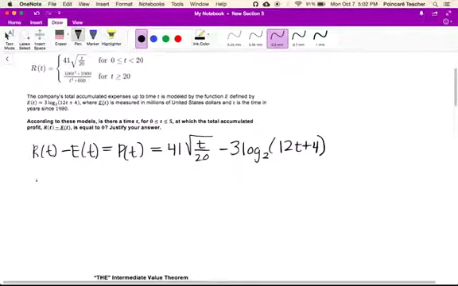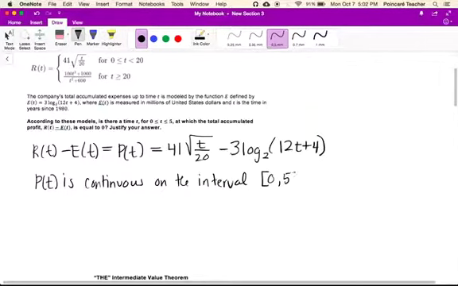So at the beginning of your work with the justification part, if you're going to implement the intermediate value theorem, you'll have to say P of t is continuous on the interval from 0 to 5. So I'm using the square brackets because it's a closed interval. So you need to start off with that. And so that's condition 1 of the intermediate value theorem.